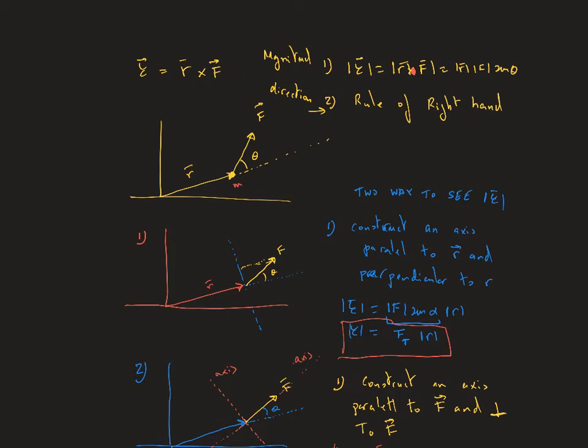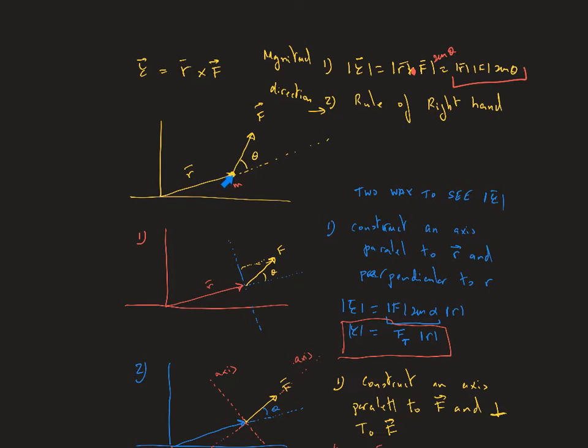Magnitude of R by the sine of the angle. Okay, this is the magnitude of the torque, and the direction. A vector is completely defined if you tell me the magnitude of the vector and you tell me the direction. The direction, you know, is given by the right-hand rule. So let's go study these two situations.